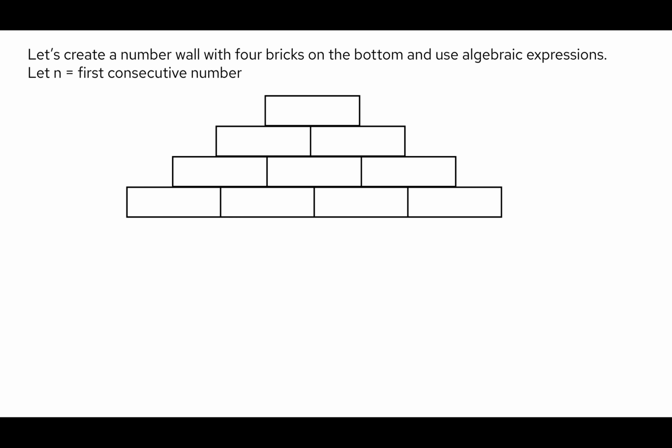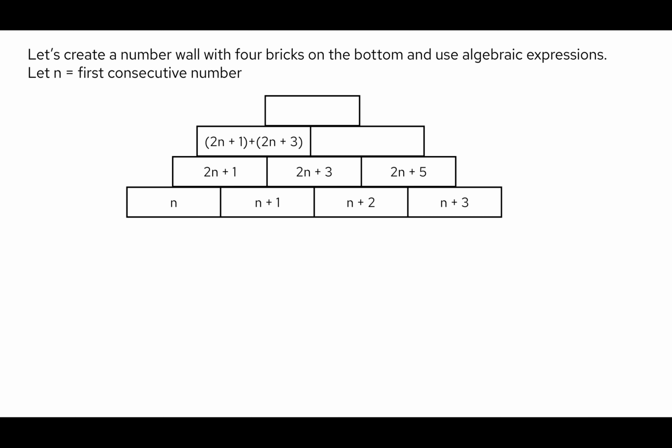So now let's create a number wall with our 4 bricks on the bottom using a consecutive number. So before we did 3, now we're going to do 4. So n plus 1, n plus 2, but now also n plus 3. So n plus 1, 2n plus 1 like we did before. The next one is the same thing too, 2n plus 3. But now we have n plus 2 plus n plus 3. So we end up with 2n plus 5.